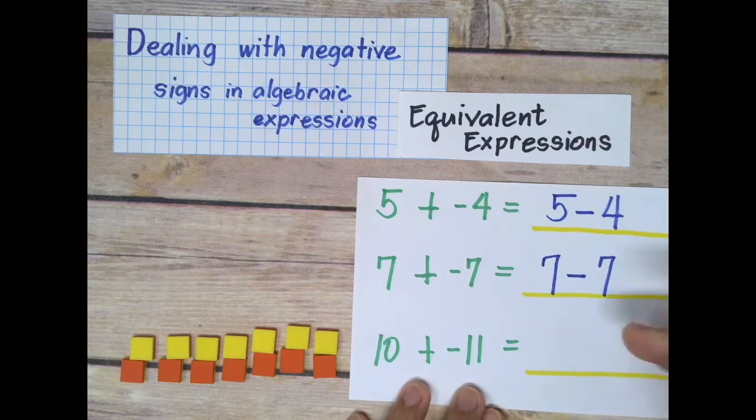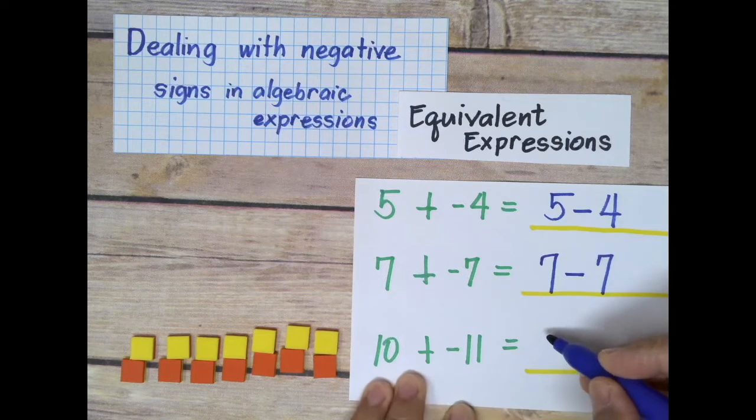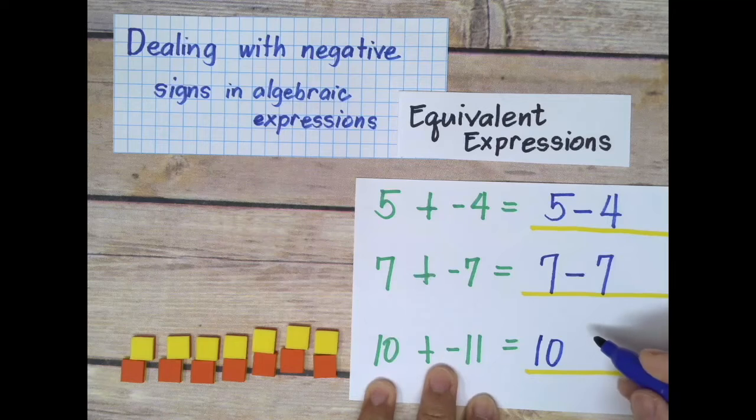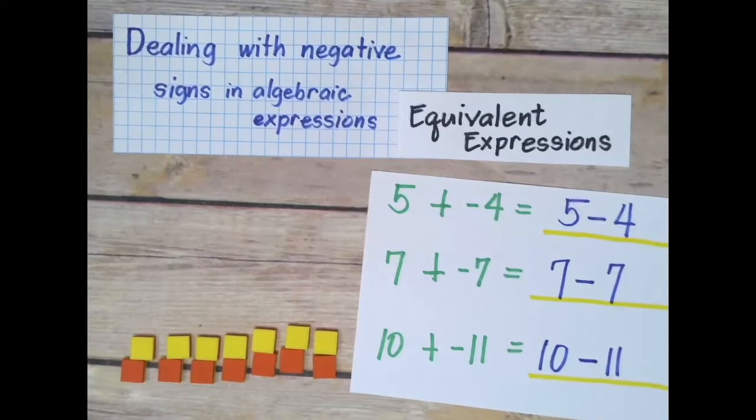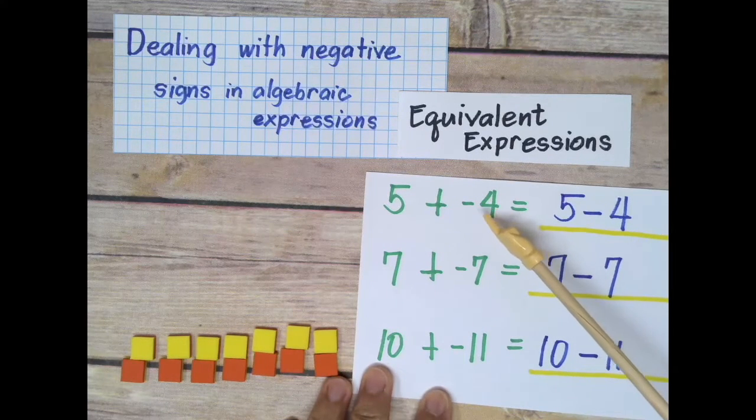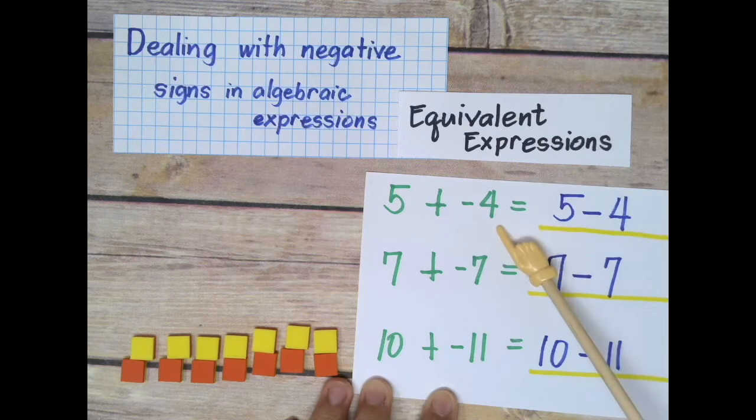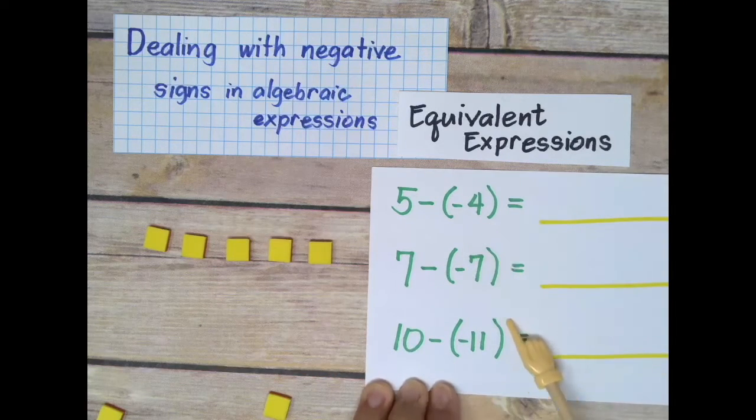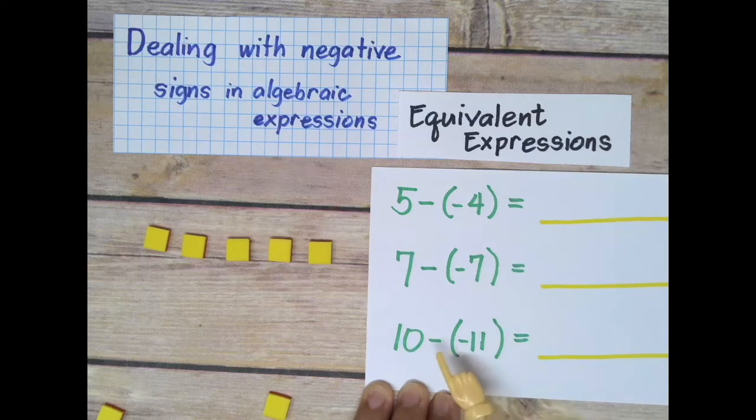Applying what we have learned from the first two examples, if we have 10 plus negative 11, that would simply be 10 minus 11. So in summary, if we're adding a negative number, it's just equivalent to subtracting the opposite of that number from the first number. Now, in this case, our subtrahends are all negatives. So we have 5 minus negative 4, 7 minus negative 7, and 10 minus negative 11.